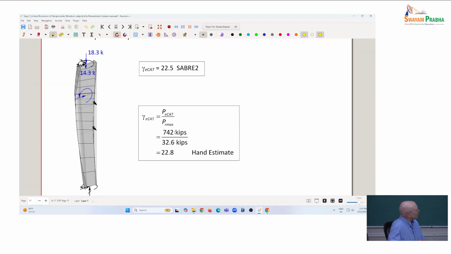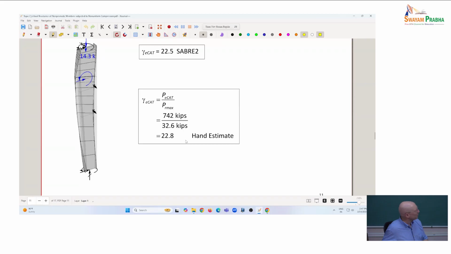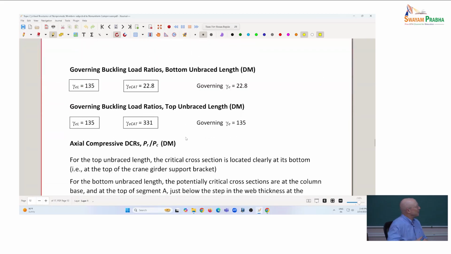And then Design Guide 25 has a lot of ways to try to get a hand estimate. They're very coarse estimates generally, but you can see that this estimate here is pretty close, 22.8. So out-of-plane buckling is often what's governing on these frames. So now how do we check this column? Now here in this case, we're going with an approach where we're going to use a different buckling mode for the top portion of the column and the bottom portion.